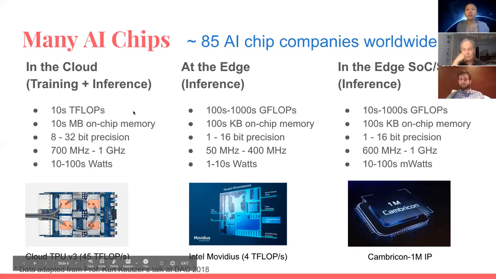A typical design here would be like an Intel Movidius, which has like 4 kiloflops of compute on the edge, and then Semicon 1M is deployed on a Huawei phone. So these are typical AI neural network accelerators at the edge, and then on the cloud there are Google TPUs, and you can also think of NVIDIA's GPUs as deep neural network accelerators here.